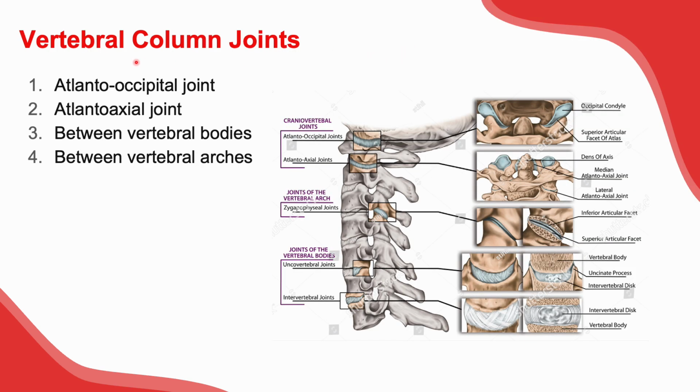Now we're going to be talking about the vertebral column joints. We have four different types of joints in our vertebral column. We have the atlanto-occipital joint, atlanto-axial joint, the joints between the vertebral bodies, and the joints between the vertebral arches. And we're going to be talking about each and every one in specific detail.